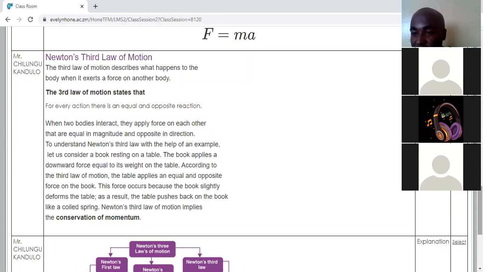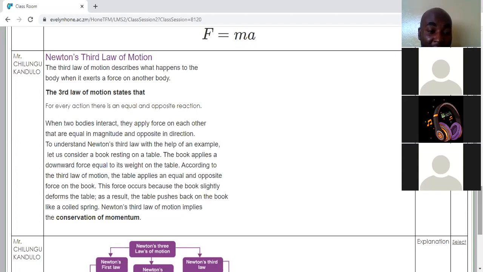Every time there's a force, that's why sometimes these things can even be used in a church. When you are with your friend, she will be exerting some energy on you. So you should be careful with the kind of friends that you make. So every time when bodies are interacting, they exert opposite forces which are equal on each other.